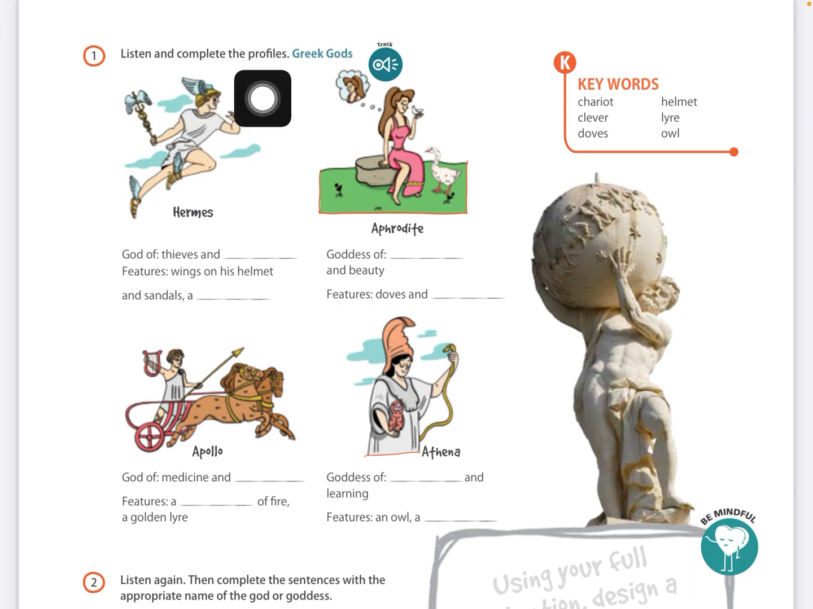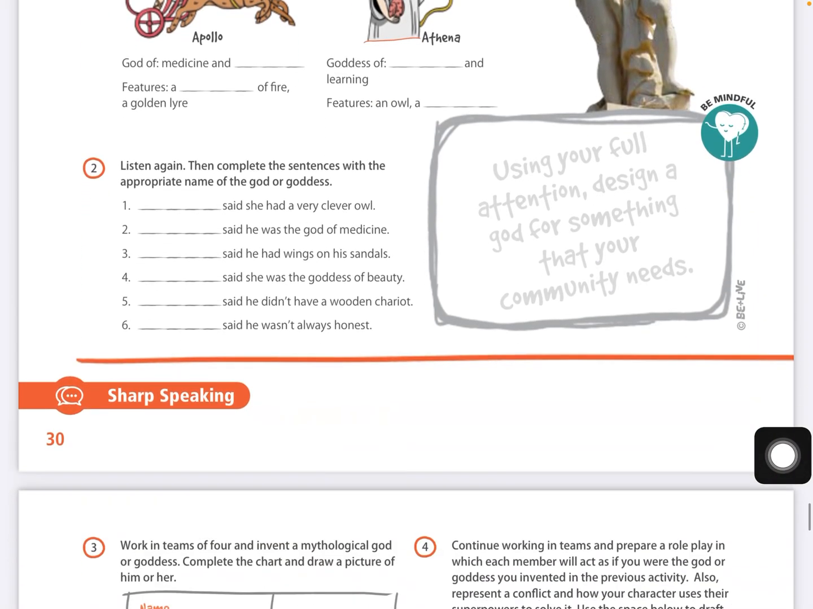Listen and complete the profiles. So you are going to listen to the audio file Greek gods. So tell me, who is Hermes? Who is Aphrodite? Who is Apollo? Who is Athena? Yep. So tell me according to this audio file to complete these different ideas.